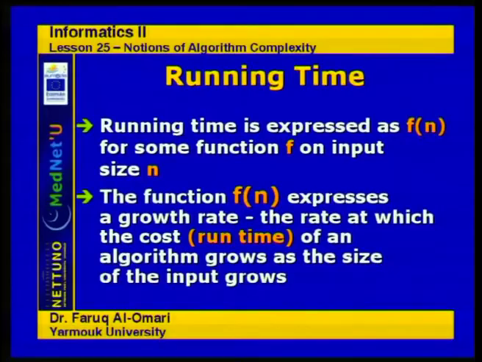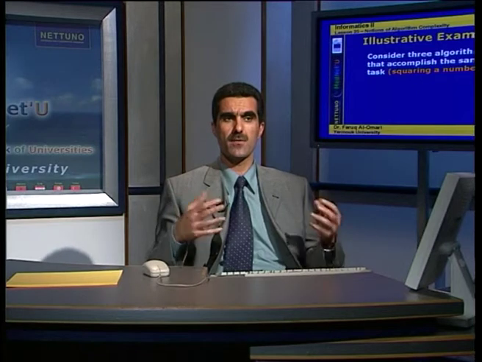So basically, as n grows, the value of this function is going to grow accordingly. So the function f of n actually expresses a growth rate, the rate at which the cost, which in this case is the runtime of an algorithm, grows as the size of the input grows. Okay? And we look at what we call, again, the growth rate or the behavior of the algorithm in terms of the number of computations. That's actually a very close approximation to the runtime rather than measuring seconds.